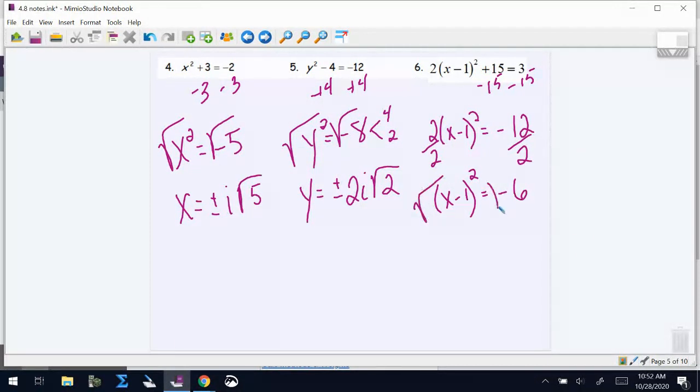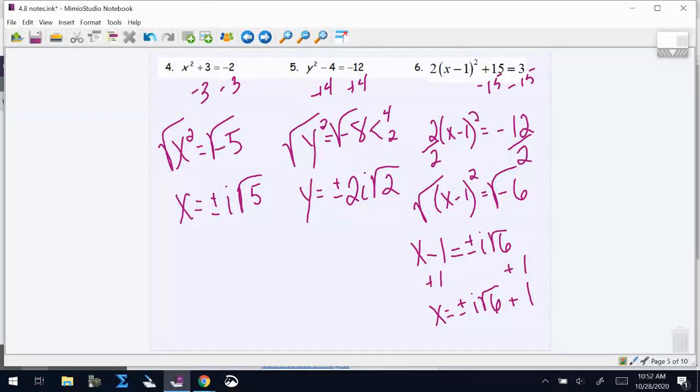Square root both sides. On the left side, you're going to be left with x minus 1. On the right, I can't do anything with the 6. It's not a perfect square. It has no perfect square factors, but I can bring an i out front. So I'm going to have plus or minus i root 6. And this one does have an extra step at the end because the goal is to solve for x, so you need to add 1 to both sides. So my solutions are plus or minus i root 6 plus 1.